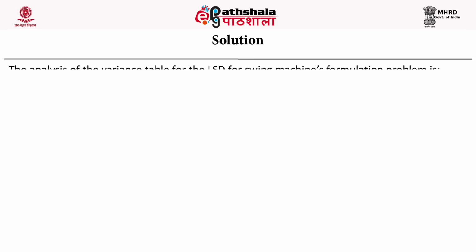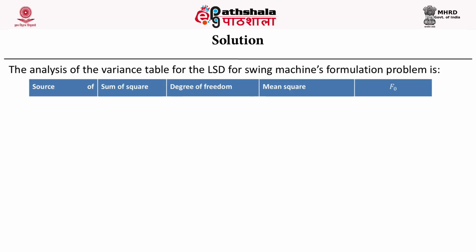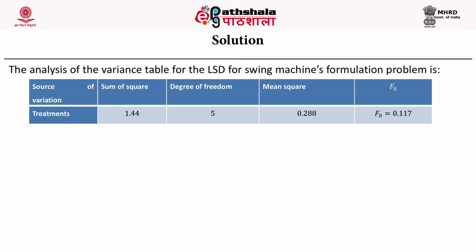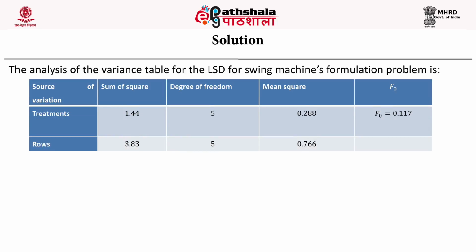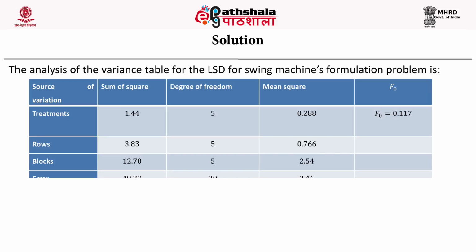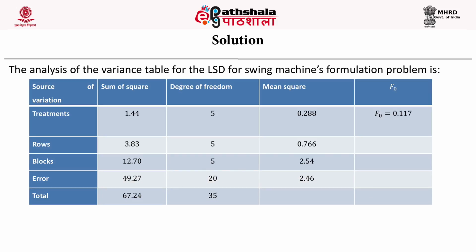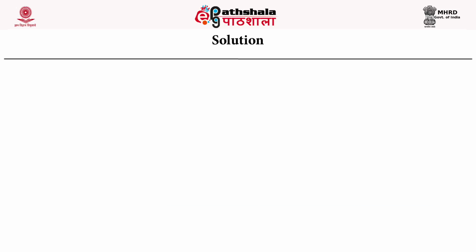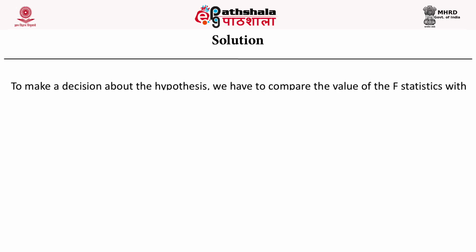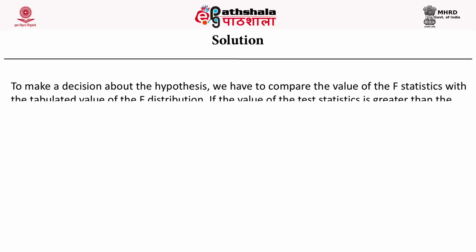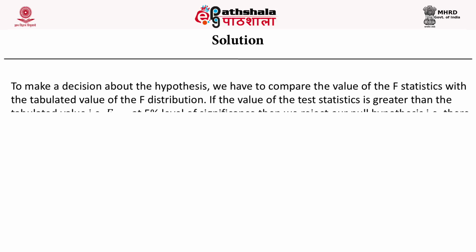So this is the analysis of variance table for the LSD for the swing machine formulation. From the table we can see that F is evaluated as 0.117, and other derivations are represented in the various columns and rows and in particular cells. To make a decision about the hypothesis, we have to compare the value of the F statistic with the tabulated value of the F distribution.